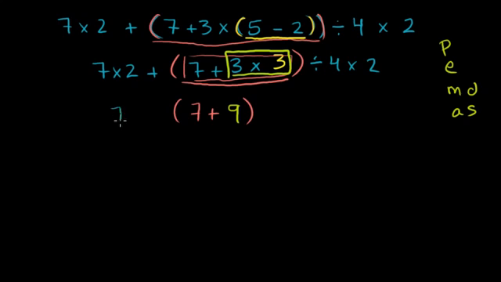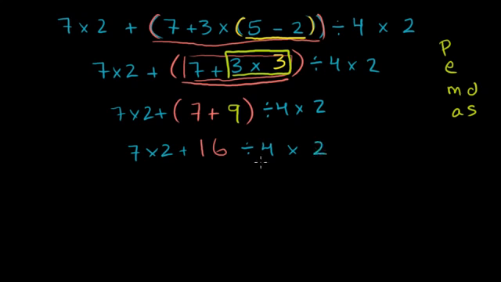And then you have the 7 times 2 plus that on the left-hand side, and the divided by 4 times 2 on the right-hand side. And now the thing in parentheses, because we still want to do the parentheses first, is pretty easy to evaluate. What's 7 plus 9? 7 plus 9 is 16. And so everything simplifies to 7 times 2 plus 16 divided by 4 times 2. Now, we don't have any parentheses left, so we don't have to worry about the P in PEMDAS. We have no exponents in this.